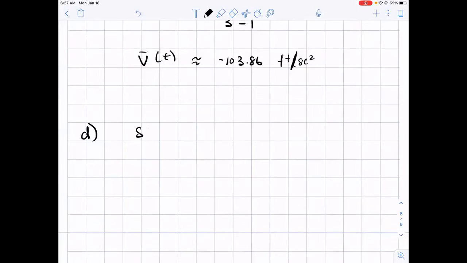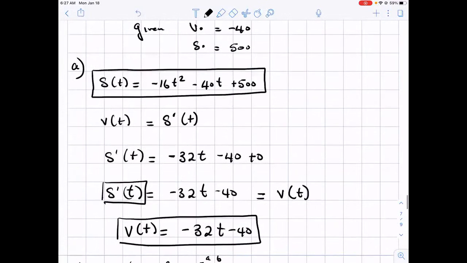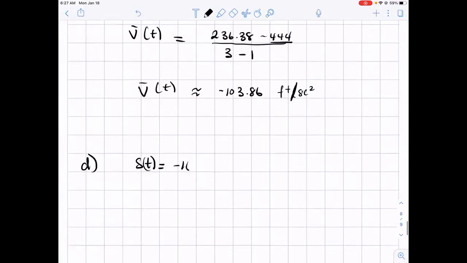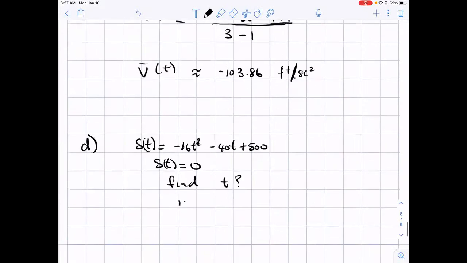S of t is given to you, and we know that it is minus 16t squared minus 40t plus 500. Set that equal to 0, because that's when the ball will reach the ground, and solve for t. Now, because this is quadratic, you're going to have two different values for t. So ignore negative t's.